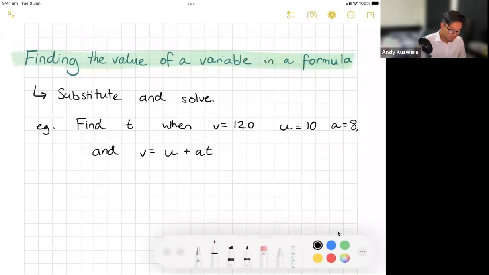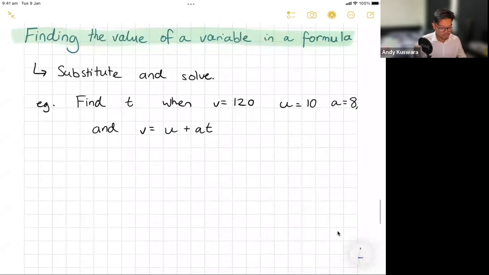Now, whenever I ask you to find the value of a variable in a formula, all it's really asking you is to substitute and solve. Okay, that is it. You know how to substitute, you learned how to do that, and you've also learned how to solve. So hopefully this should be a fairly straightforward question. Let's see what a question could look like.